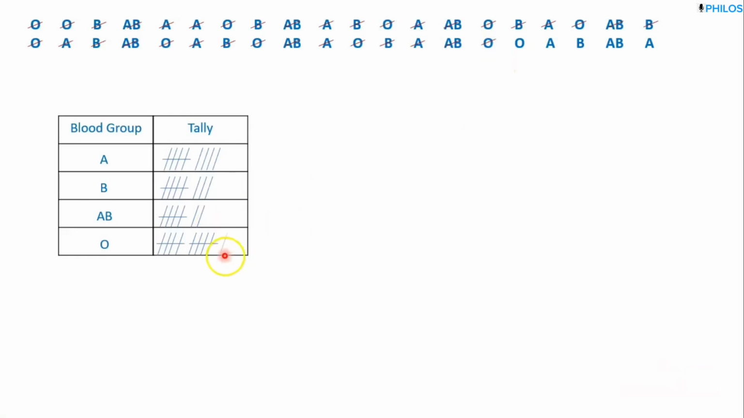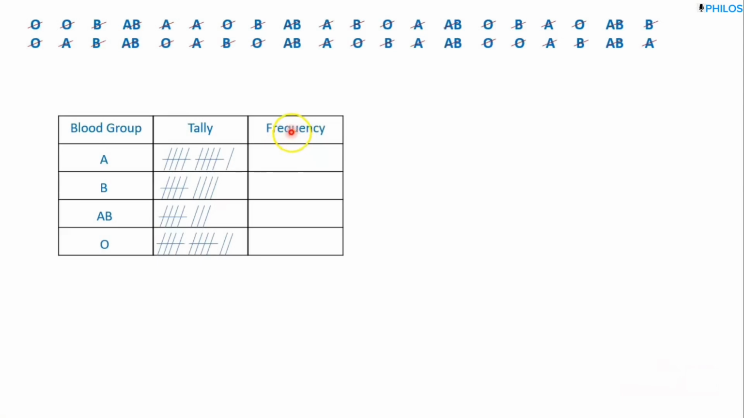Cancel O, then we go to O again and mark. Then we cancel A, then we go to A again, mark. Then cancel B, then we go to B again and mark. Cancel AB, then we go to AB and mark. Cancel A, then we go to A and mark 1. So that's all. That's how to get your tally. Then let's draw a new column and call it frequency, okay.